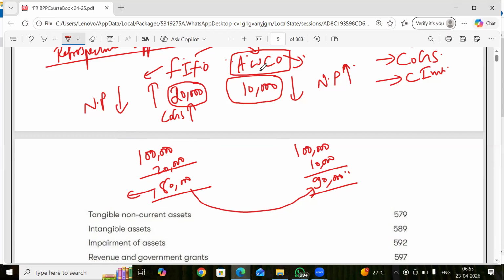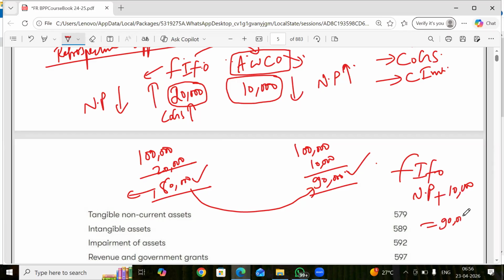But FIFO was the old treatment. Now I have to change to AFCO. So I know my net profit would not be understated by extra 10,000. It has to be 90,000, not 80,000 for AFCO. So what I can do, FIFO net profit, I will take, add 10,000 to it, so it will become 90,000. And this I will be doing in retained earnings account. No other account would be impacted, only retained earnings account. I have to do these necessary changes in the backdate every year.